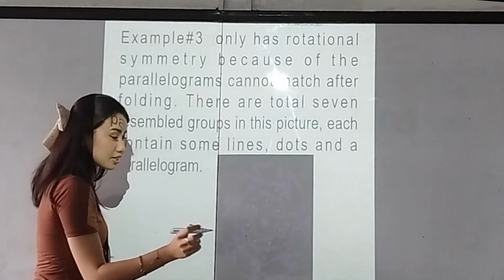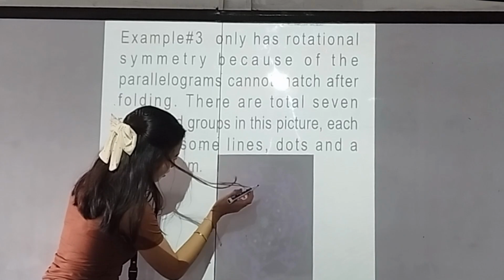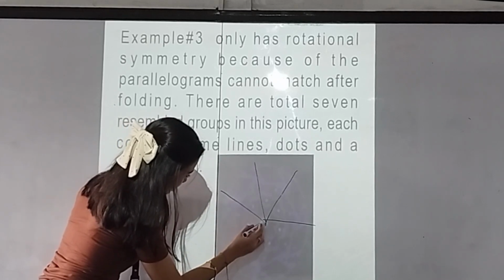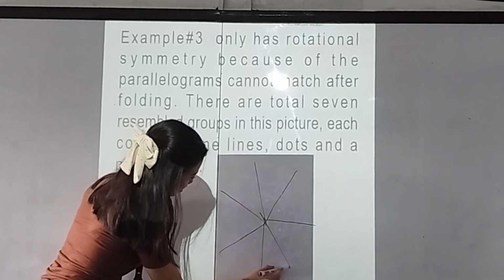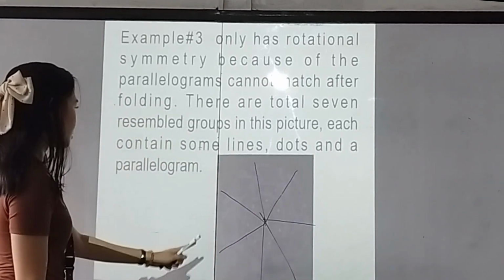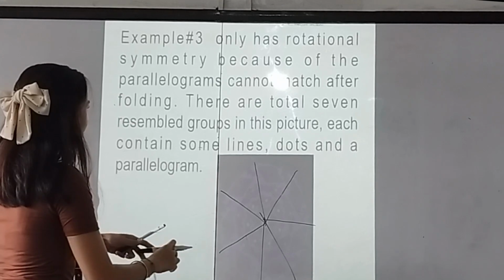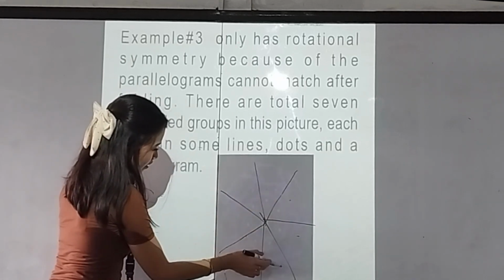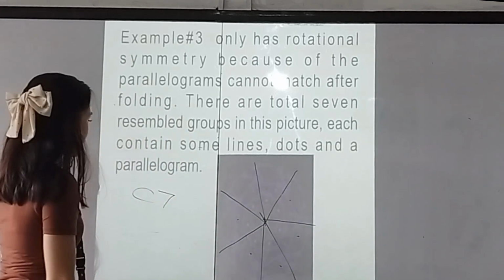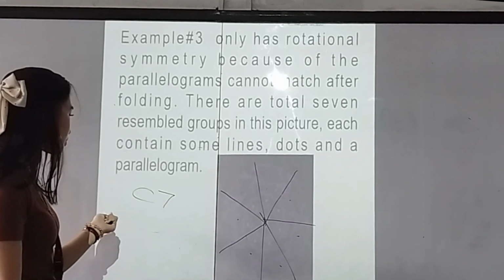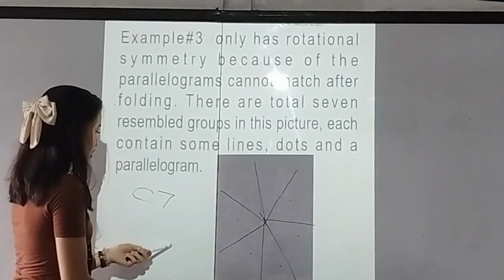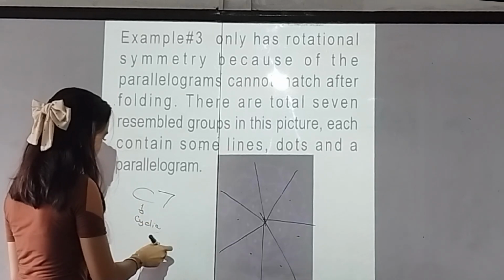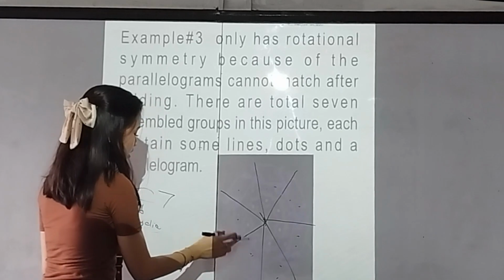I don't know if you can see it in the video, but there is a line in this pattern. This pattern is denoted as C7. It has 7 symmetrical divisions, where C is the cyclic, and 7 is the number of symmetrical divisions.